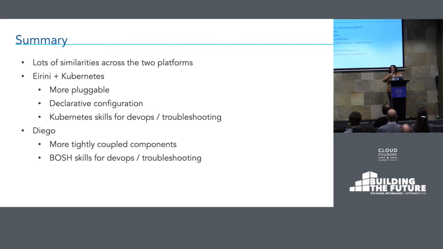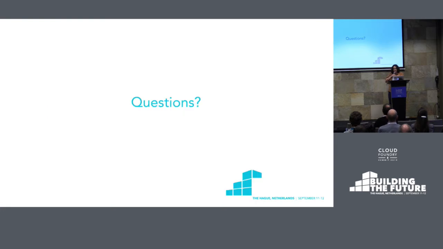And when things go wrong, if you're using Kubernetes and you're already familiar with the kubectl command line tool or other Kubernetes tools, you can use that for troubleshooting and debugging. With Diego, you're probably going to be using Bosch skills for troubleshooting when things go wrong. But by and large, there are way more similarities than differences in the two, which is why it was pretty natural for us to move to replace Diego with Kubernetes. And with that, are there any questions?